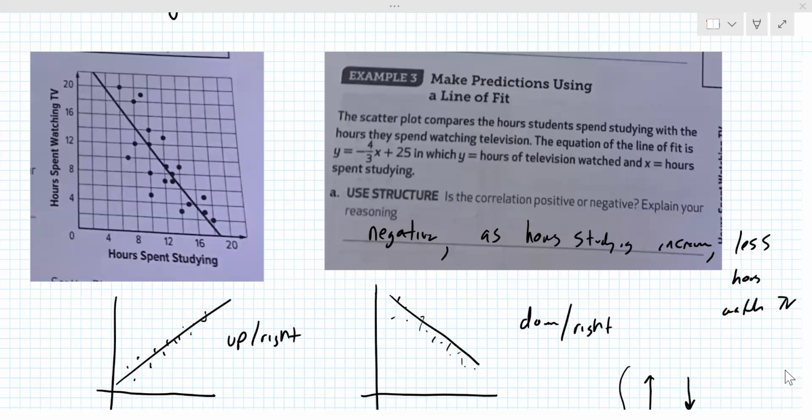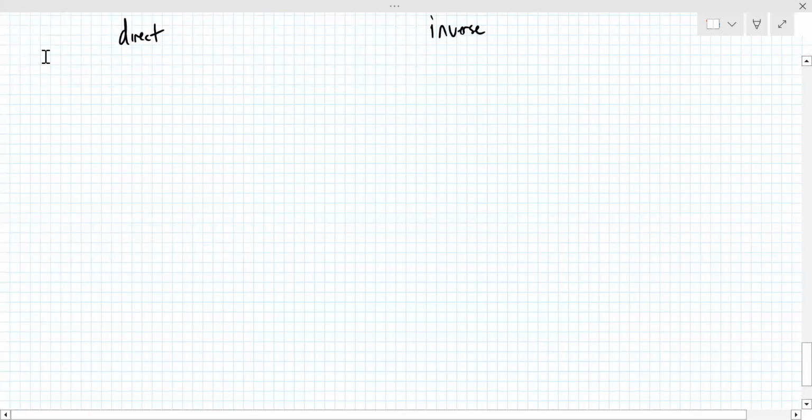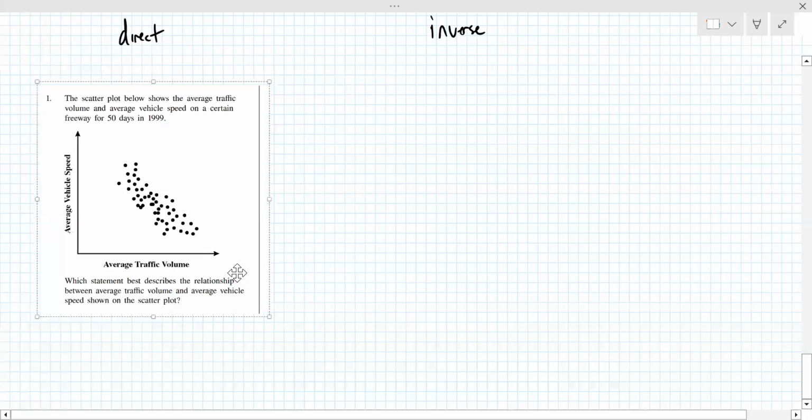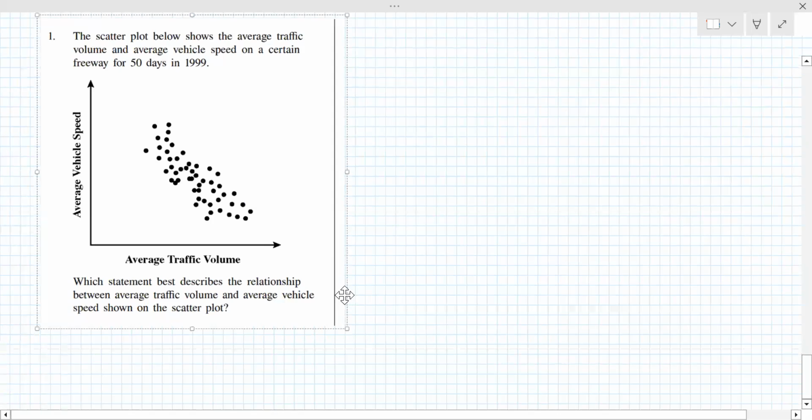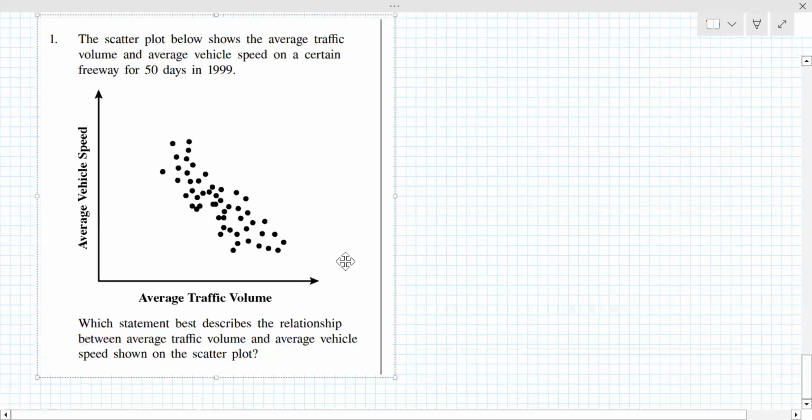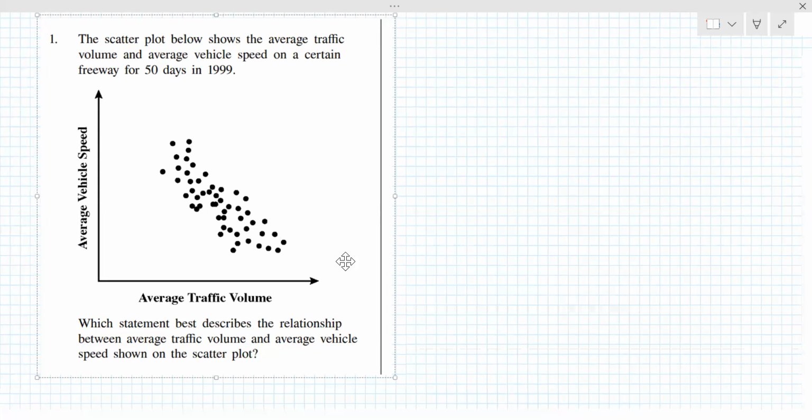Let's take a look at this here. All right, you're able to see this okay? It's not too small. Yeah, it's good. All right, so the scatter plot below shows the average traffic volume and average vehicle speed on a certain freeway for 50 days in 1999. So wow, that's pretty old.